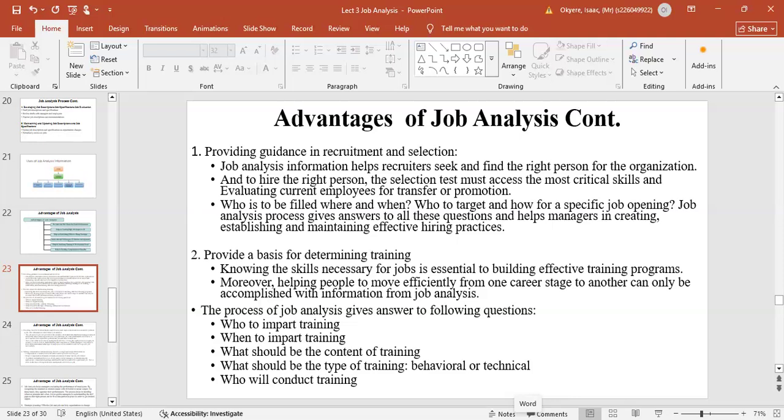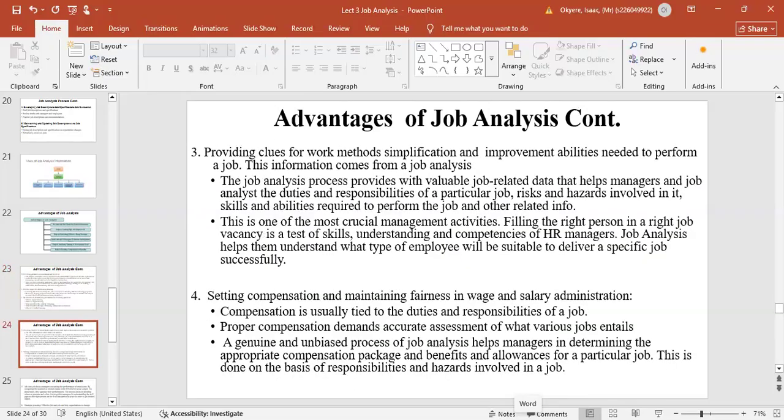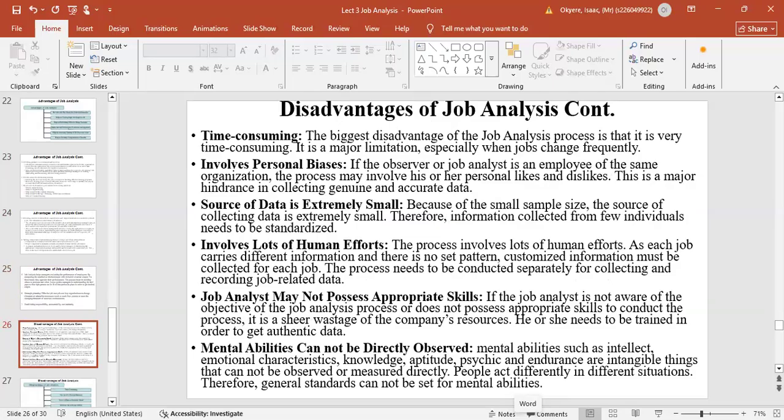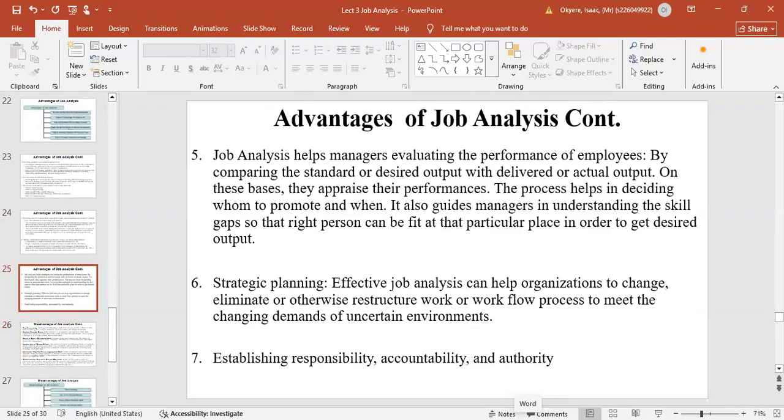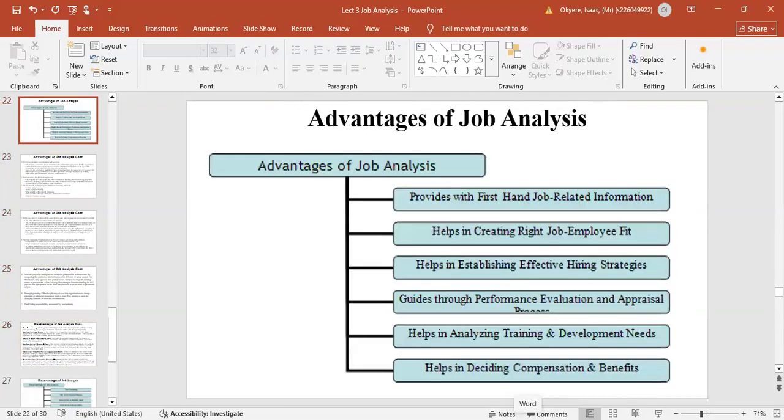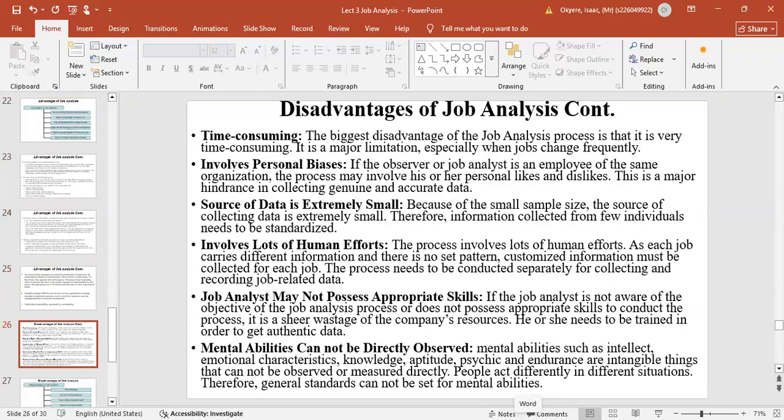Any question again? Now, remember, if I ask you about the uses of job analysis, the uses are the same as the advantages. You can change the uses into advantages. So that is it. Now, let's look at the disadvantages of job analysis.